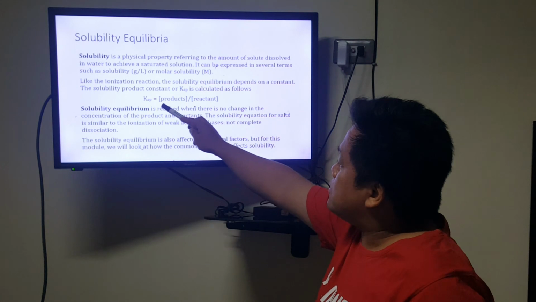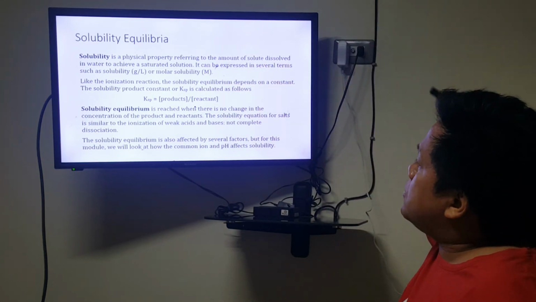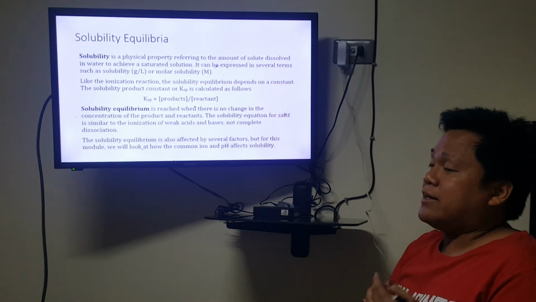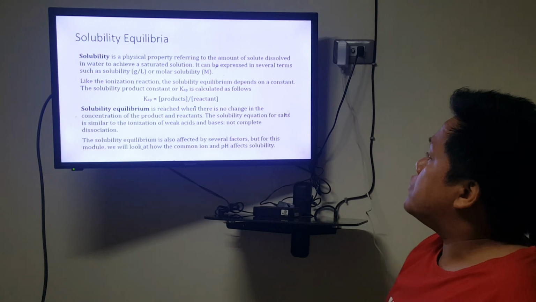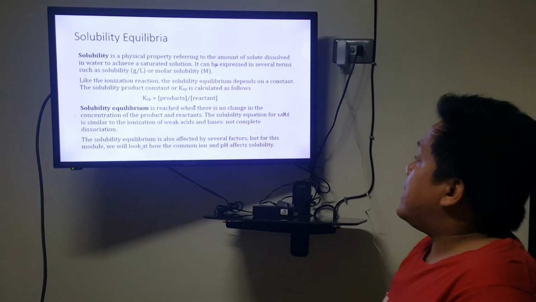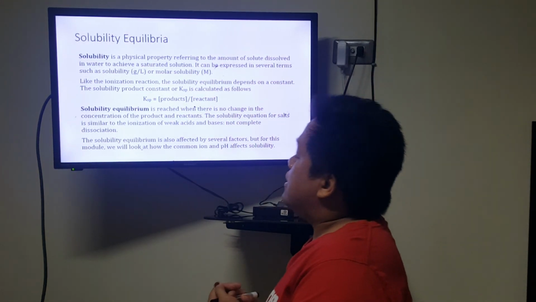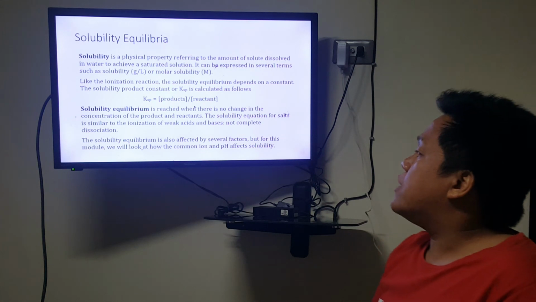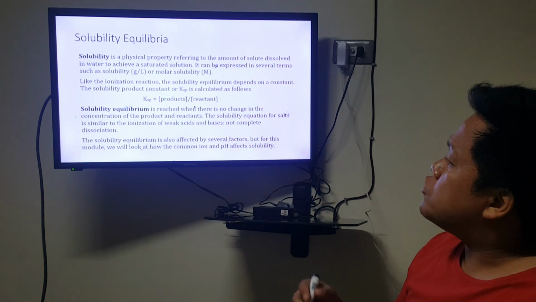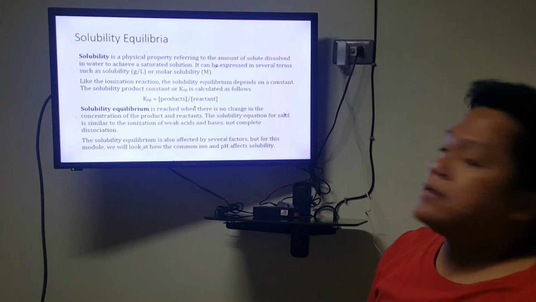Ksp is equivalent to the product over the reactants. Solubility equilibrium is reached when there is no change in the concentration of the products and the reactants. The solubility equation for a salt is similar to the ionization of weak acids and bases, not complete dissociation. The solubility equilibrium is also affected by several factors, but for this module, we will look at how the common ion and pH affect solubility.